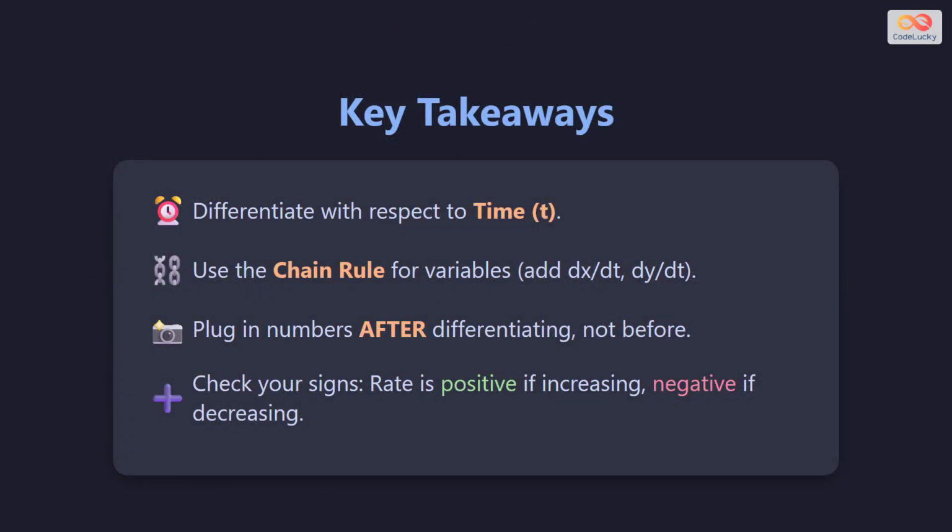To wrap up, remember these key points. Always differentiate with respect to time. Don't forget the chain rule terms like dx/dt. Only plug in your instant values after you have differentiated. And always pay attention to the signs. A positive rate means growth, and a negative rate means the quantity is shrinking.